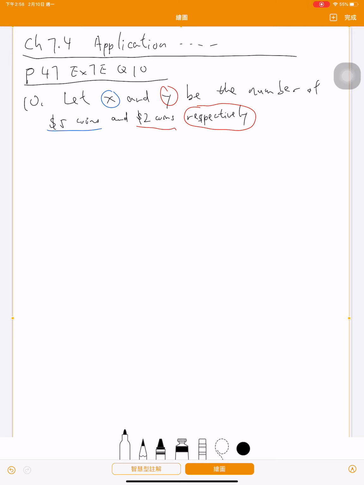First of all, usually this type of equation will consider two kinds of dimension. First is the number of coins. The number of coins already says that in total there are 35 coins, right? That means x plus y is equal to 35. This is the first equation.